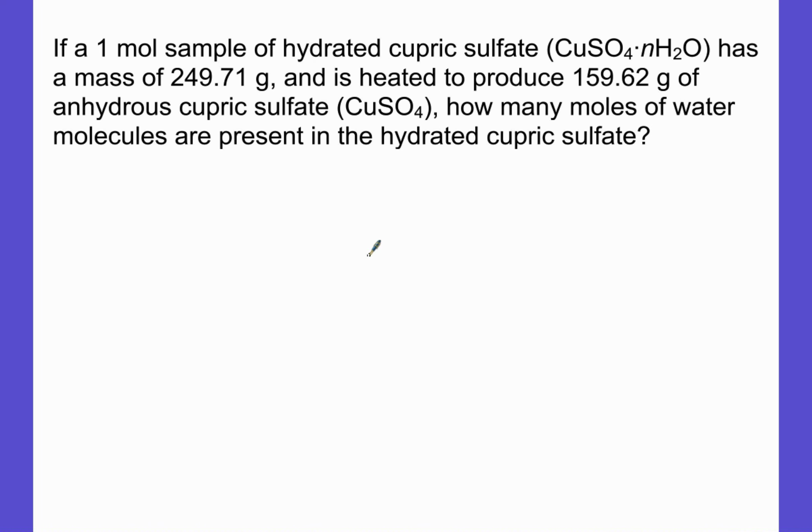Otherwise, the last problem: if 1 mole of a sample of hydrated cupric sulfate has a mass of 249.71 grams and is heated to produce 159.62 grams of anhydrous cupric sulfate, how many moles of water molecules are present in the hydrated cupric sulfate? So hydrated just means that it has water, right? Anhydrous means no water, right? Notice there's no water in this formula. So the difference between those two things is the water, which should give you a pretty big hint as to what you should do with these two numbers.